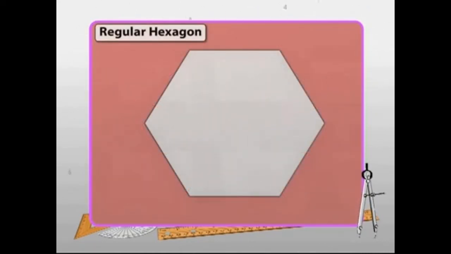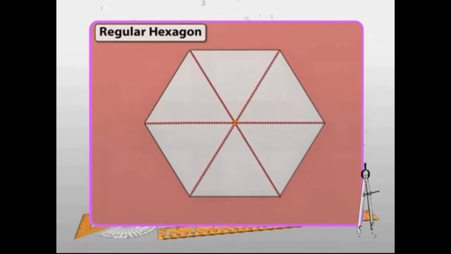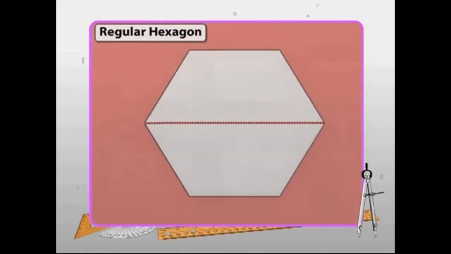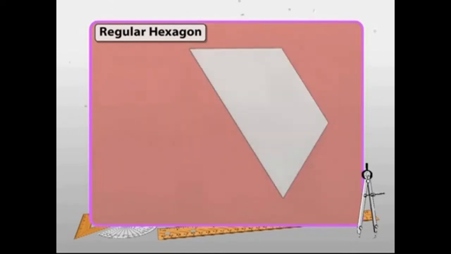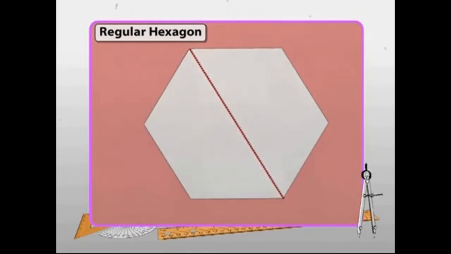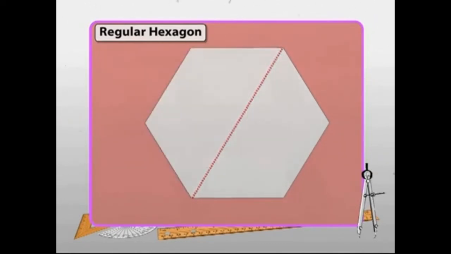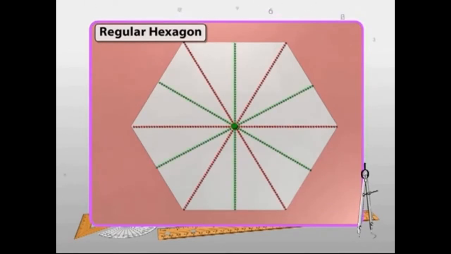Next, let's take up a regular hexagon. On folding it along its 3 diagonals, we observed that the two halves fit exactly one over the other. Also, if it is folded along the lines joining the midpoints of its opposite sides, the two halves fit exactly over each other. Thus, we obtain 6 lines of symmetry for a regular hexagon, of which 3 lines are along its diagonals and other 3 are central lines.